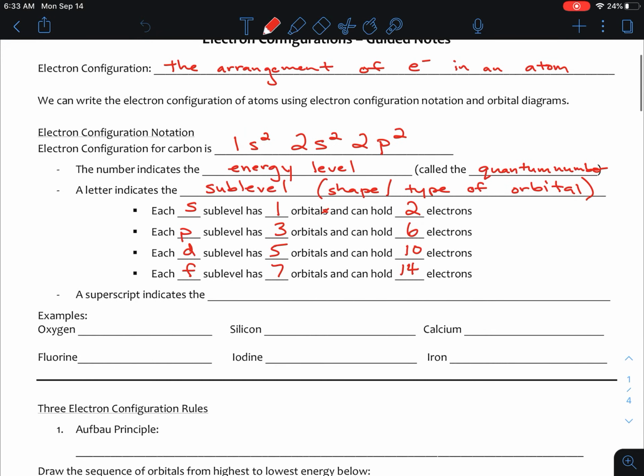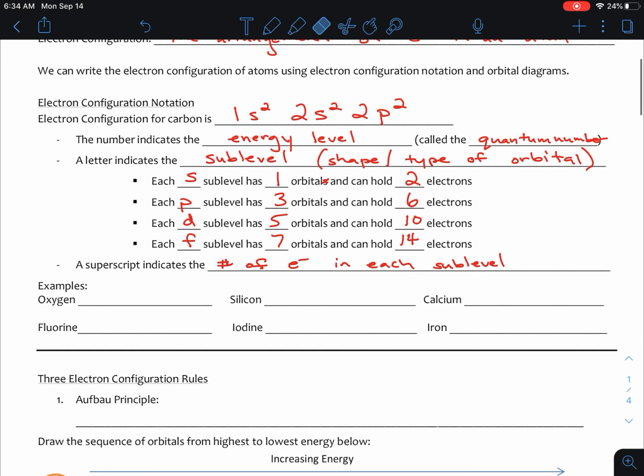Continuing on, we have a superscript. The number up top, the 2, the superscript, indicates the number of electrons in each sublevel or each orbital. And so the 2, 2, and 2 add up to 6, which is the number of electrons for a neutral atom of carbon. So we can start working our way through different examples.